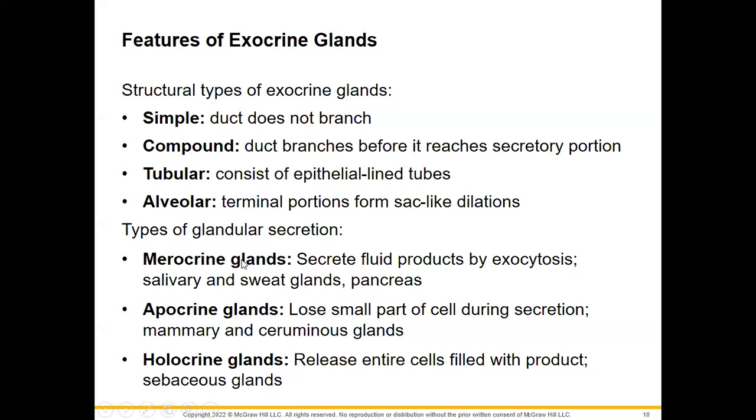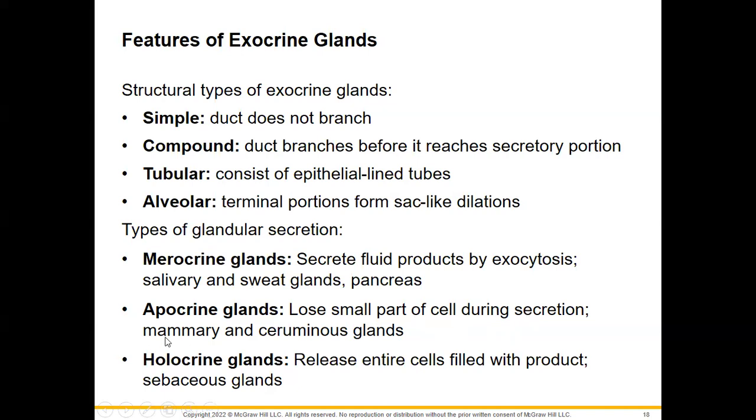So that is a merocrine gland. An apocrine gland. In apocrine glands, the gland will lose a small part of the cell during secretion. So that means that some of the cell itself is being excreted as that product is being excreted. With merocrine glands, it was only that product that was excreted to the open surface, into the duct of the gland. Whereas in apocrine glands, part of the cell is lost during the secretion as well.